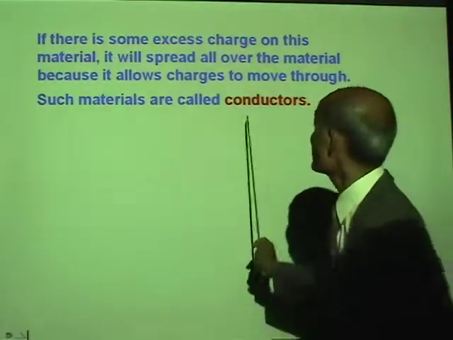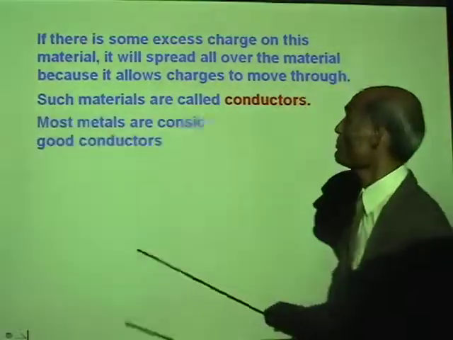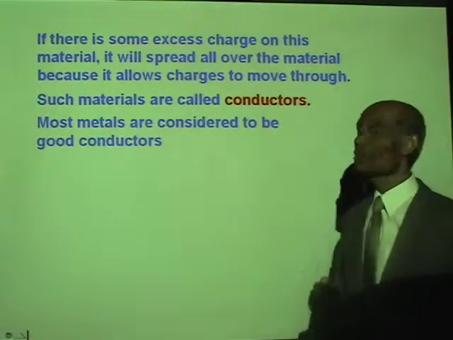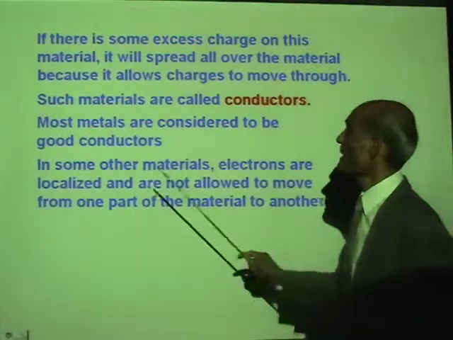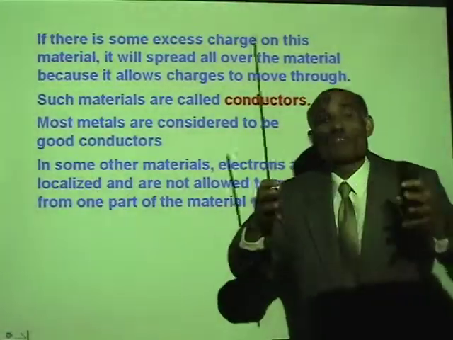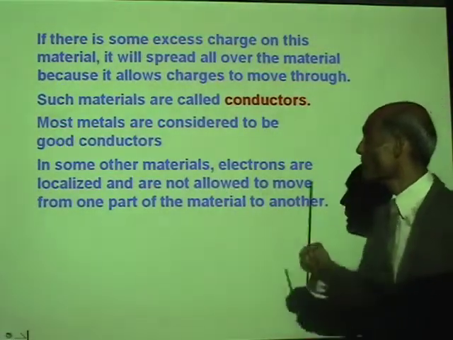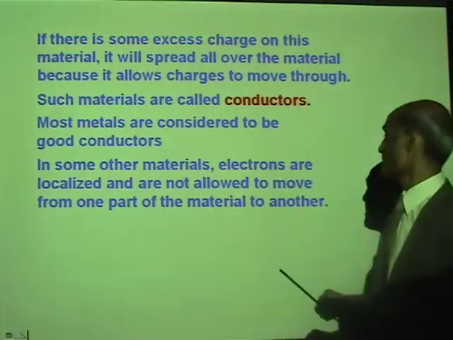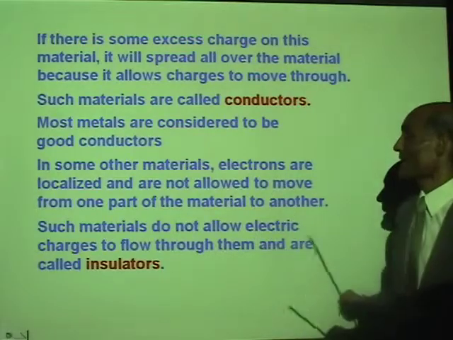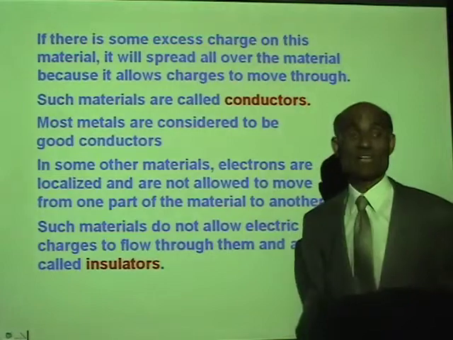So you have conductors, where there are free electrons which are free to move within the material. Most metals are considered to be good conductors of electricity. In some other materials, electrons are localized or very firmly bound to the atoms and are not allowed to move from one part of the material to another. Such materials do not allow electric charges to flow through them, and they are called insulators.